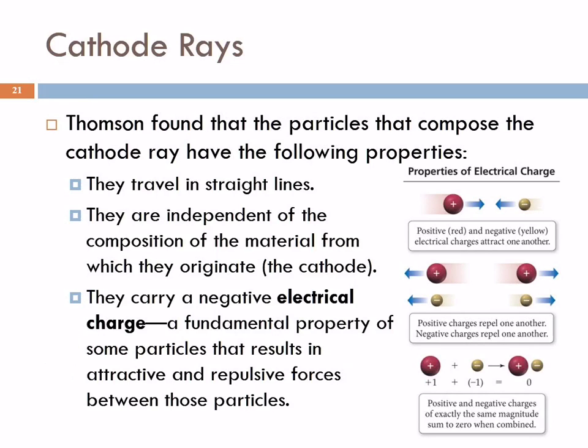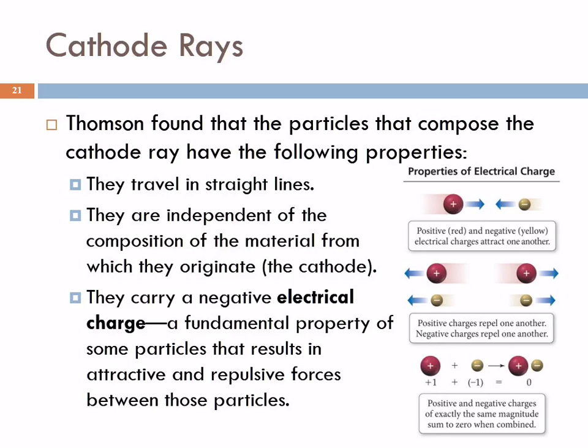Electrical charge is a fundamental property of some particles, and it results in attractive and repulsive forces between particles with electrical charge. This is a little summary of what we need to understand about electrical charge. Opposite electrical charges attract each other, like electrical charges repel each other. In this way, electrical charges behave a lot like magnets do.